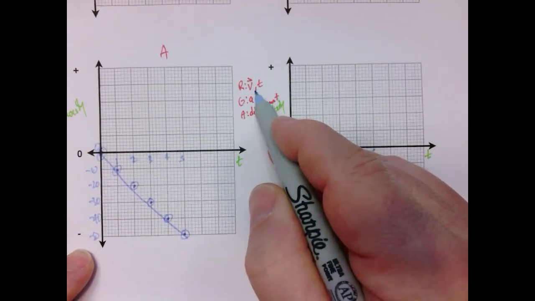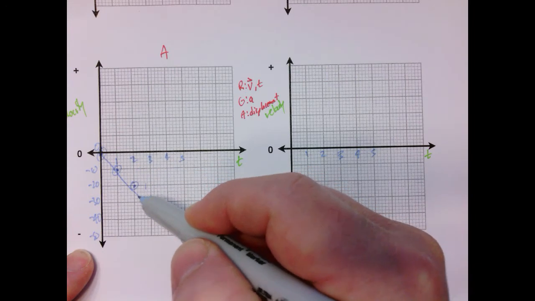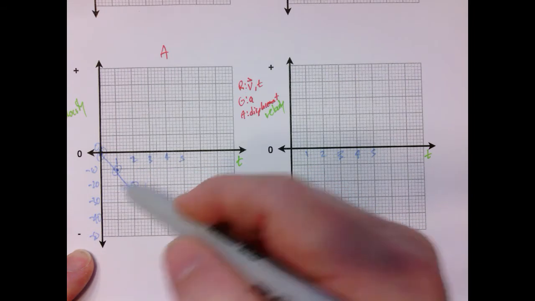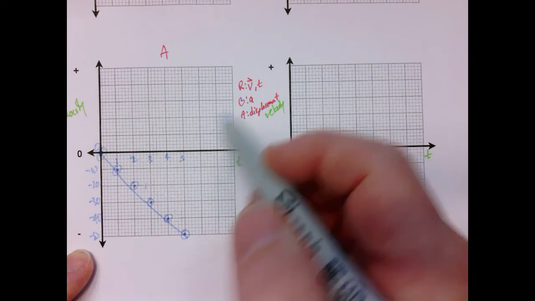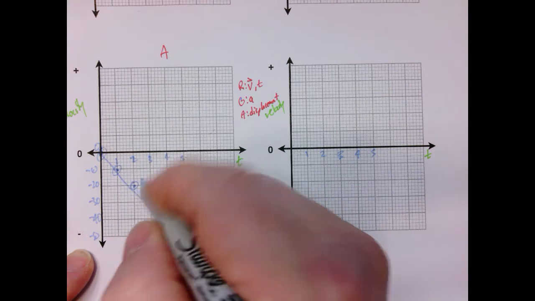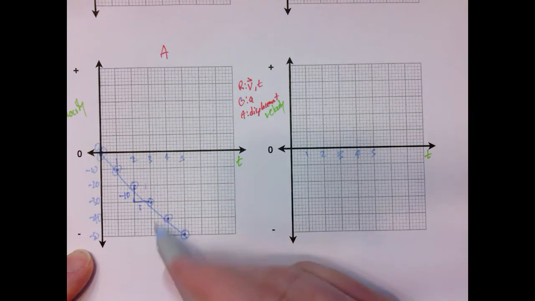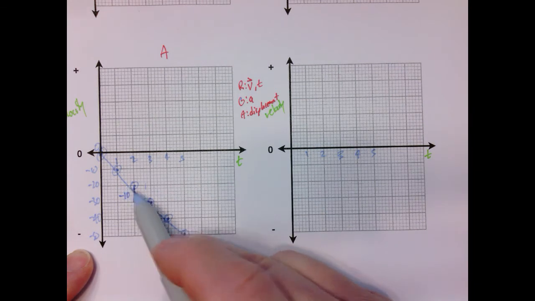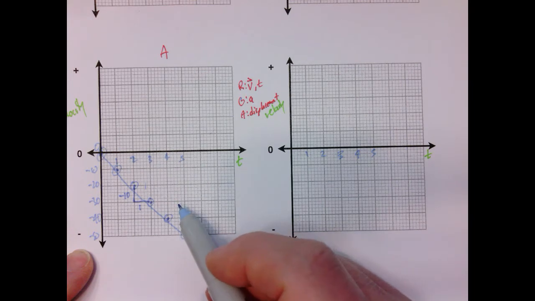So we can read the velocity in time. We go to 2.5 seconds, we come down to the curve, we can read negative 25. That will be the velocity. The acceleration is the gradient, and the gradient in this case is negative 10. Every 1 second, the velocity changes by minus 10, and it's constant acceleration. And the displacement, of course, would be the area.